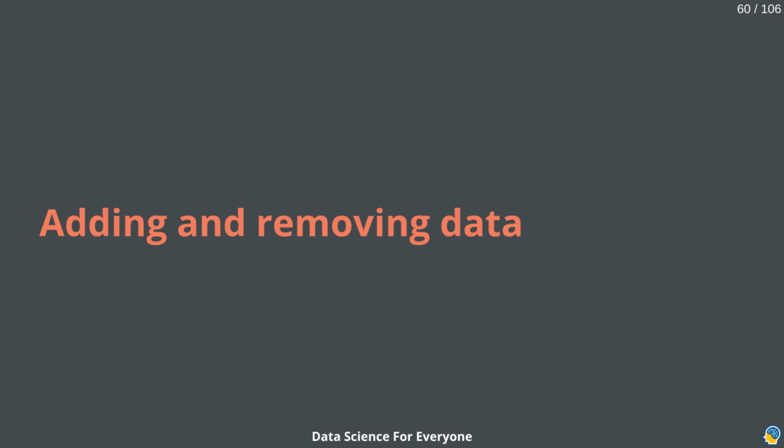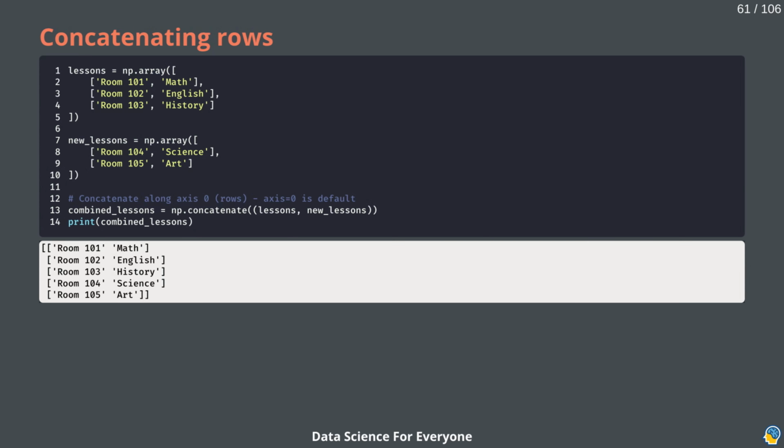Now let's take a look at how to add and remove elements in a NumPy array. This is useful because real-world data usually needs some adjusting before it's ready to use. In NumPy, we can merge arrays along a chosen axis using the np.concatenate method. This is handy when we are expanding our data, like adding more columns or rows.